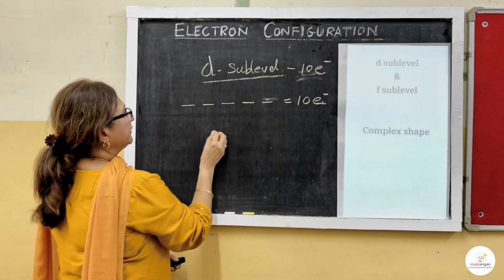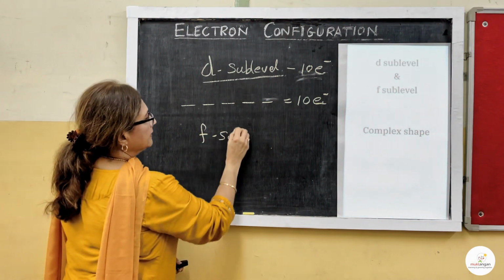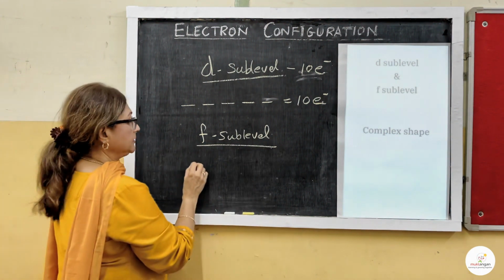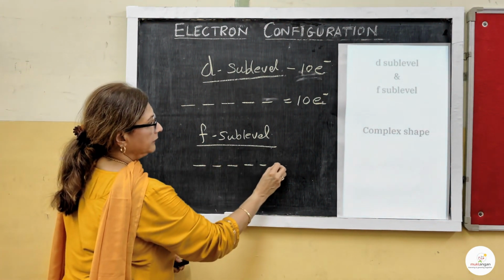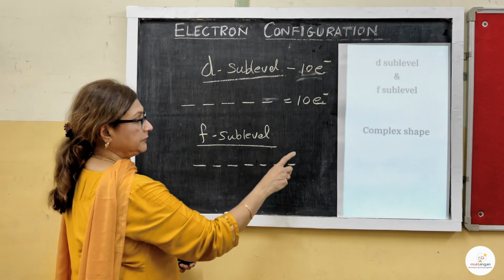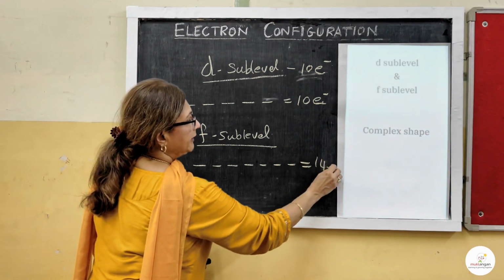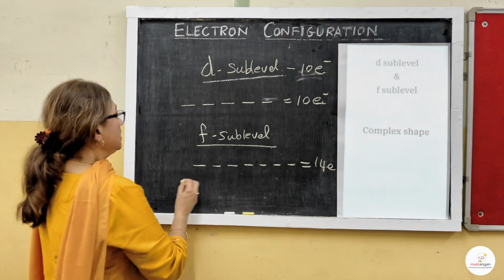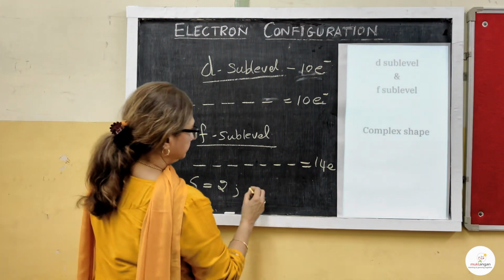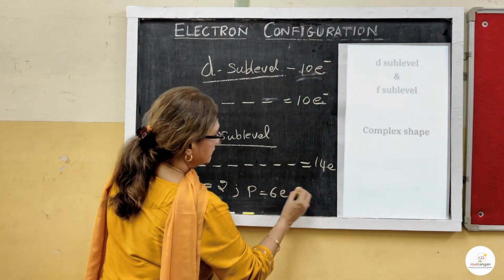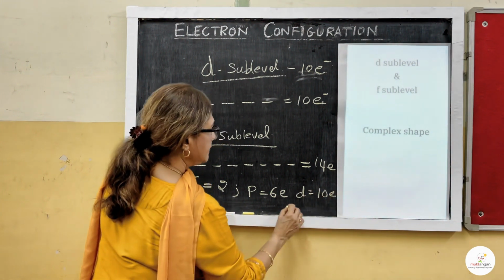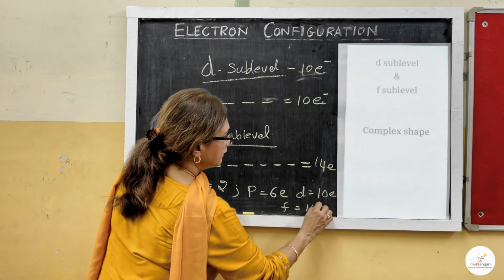The next one is the f sublevel. The f sublevel has 7 orbitals, 1, 2, 3, 4, 5, 6, 7. Each holds 2 electrons, that is 2 plus 2 plus 2 plus 2 plus 2 plus 2 plus 2, equal to 14 electrons. So sublevel s has 2 electrons, sublevel p has 6 electrons, sublevel d has 10 electrons and sublevel f has 14 electrons.